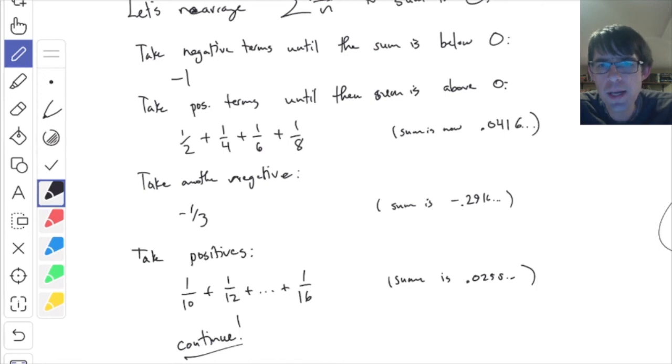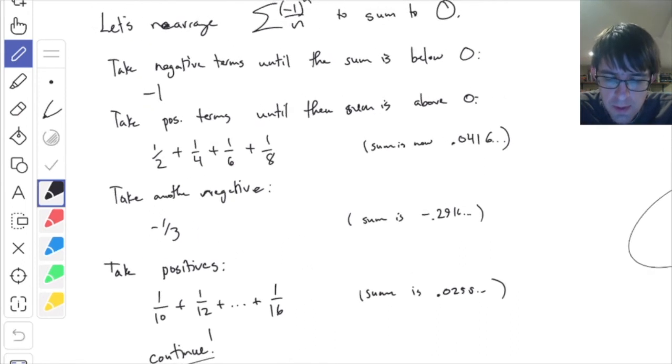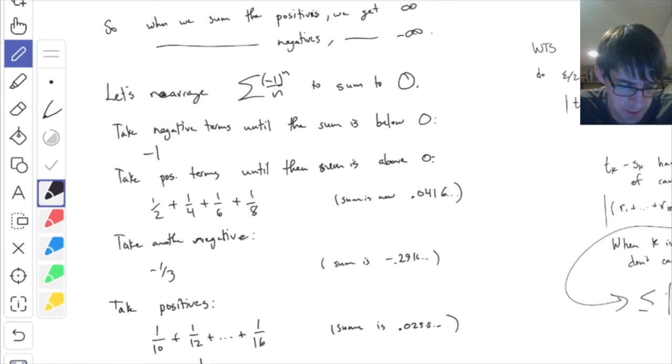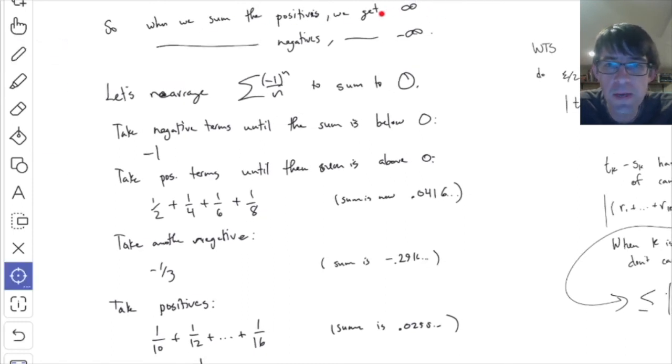You should ask yourself, can you even do that? I say you keep on adding positives until it goes above 0. Maybe there aren't enough positives to make it go above 0, but actually there are, because we said already that if we sum the positives, we get infinity. So you can always add more positives to make it go above some particular level. And similarly, you could do that with negatives if you wanted to.